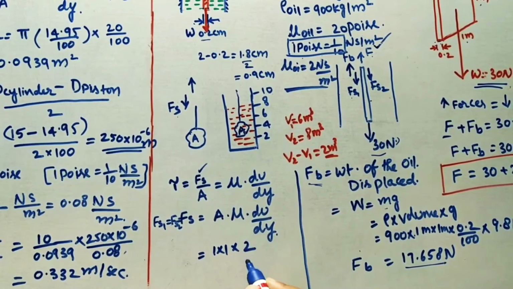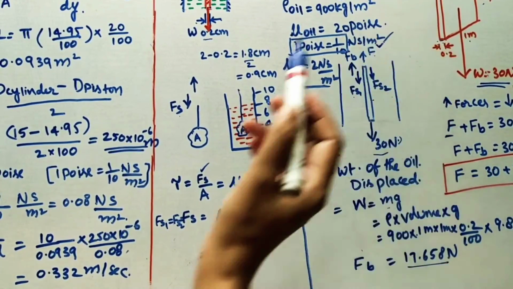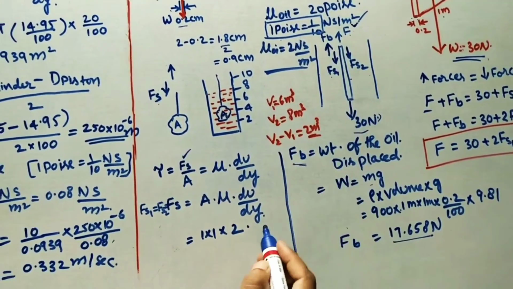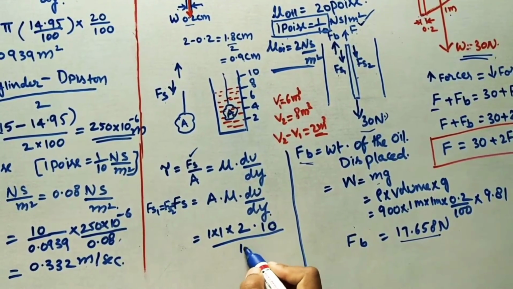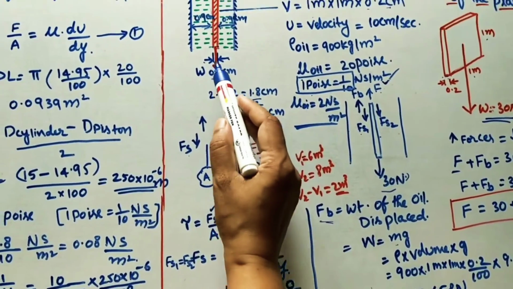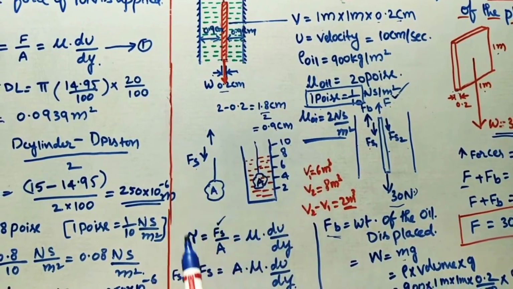So I am keeping 2 here into what is the du value? Velocity is given as 10 centimeter per second of the plate velocity. So I am taking 10, and in terms of meters it is divided by 100. What is the distance, the dy value? This is the distance between the moving plate and the fixed plate, 0.9 centimeters.